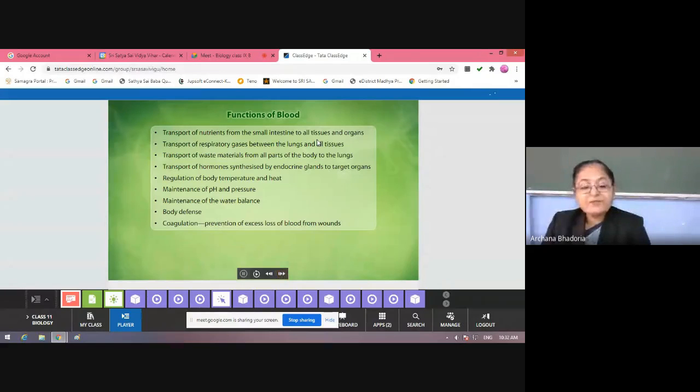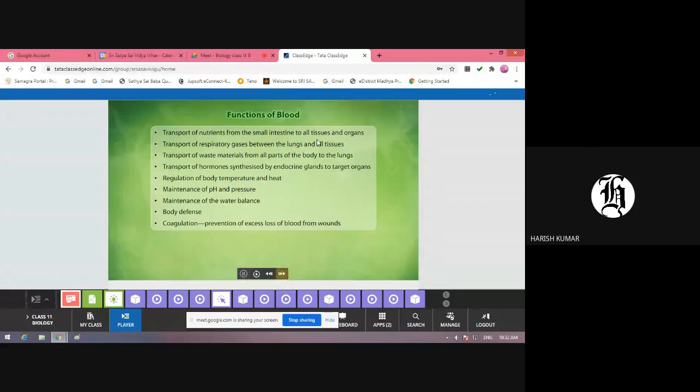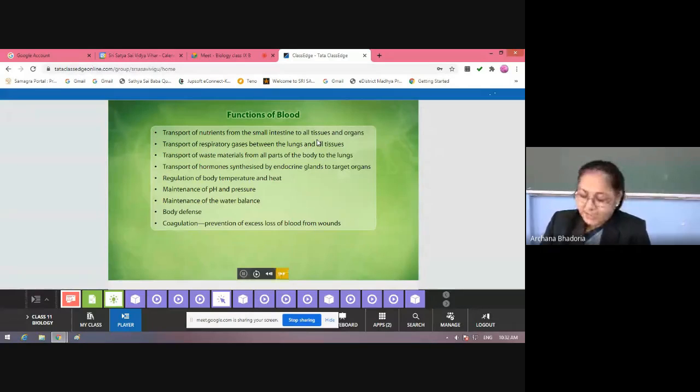Done? Then, prevents its own loss. You can write down: prevents its own loss by clotting. What did you write down as the last point? Harish, repeat what I said just now. Prevents its own loss by clotting blood. Prevents its own loss by clotting. Everyone completed?